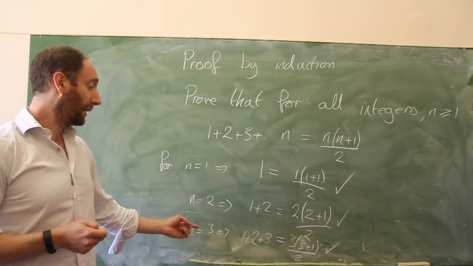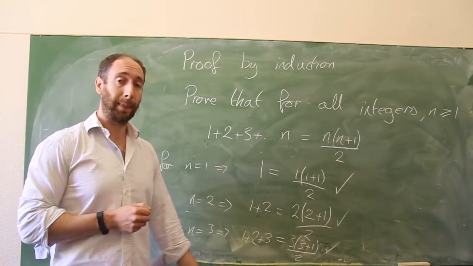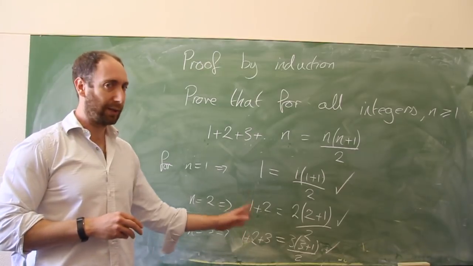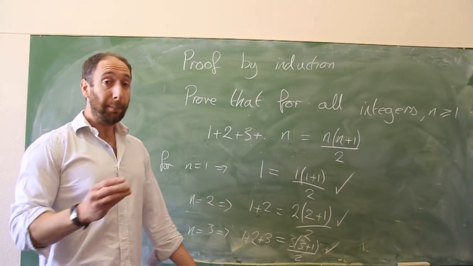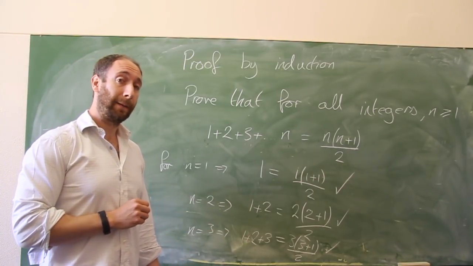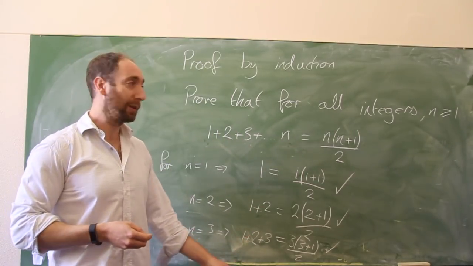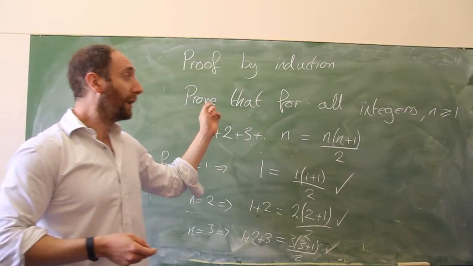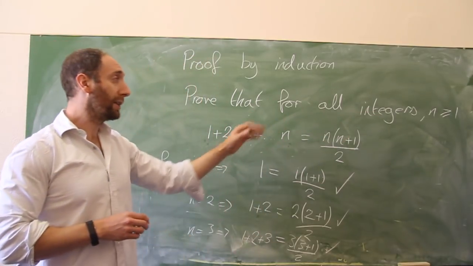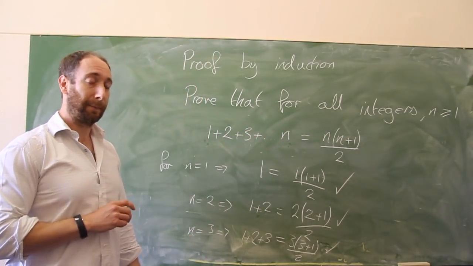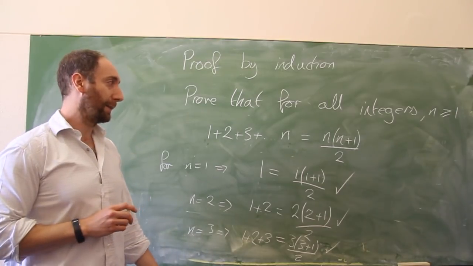Well, it might be that for n equals 4, it doesn't hold. So we can check for n equals 4 and show that in fact it does hold. But it might not hold for n equals 5. So we can check for n equals 5, and then we would have to check for n equals 6, etc., etc. And we're trying to show that it holds for an infinite number of integers, for all integers greater than or equal to 1. How do we go about doing that?